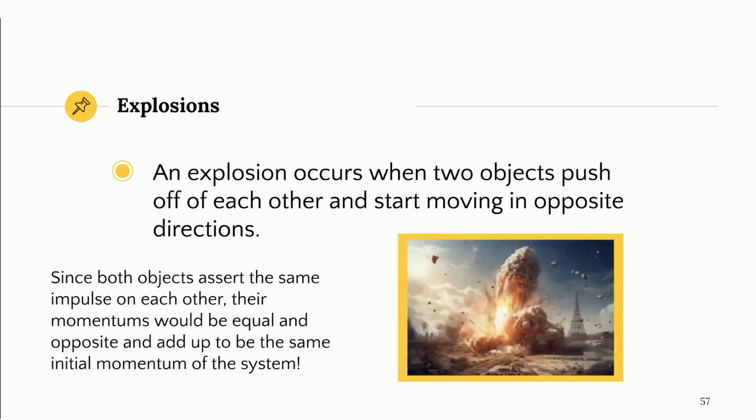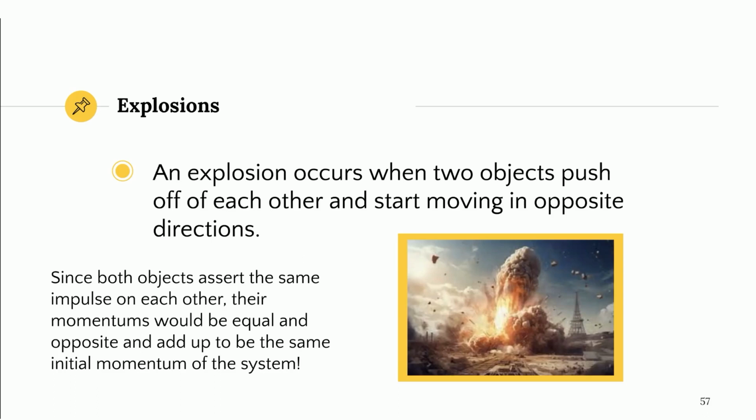So now we can talk about explosions. An explosion occurs when two objects push off of each other and start moving in opposite directions. Down in the bottom right corner, we see a very Hollywood example of explosions. But typically when we talk about explosions in physics, that's not what we mean.